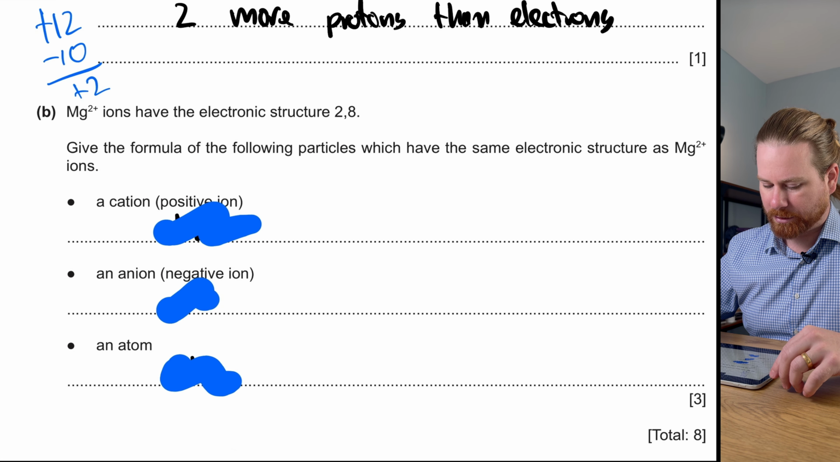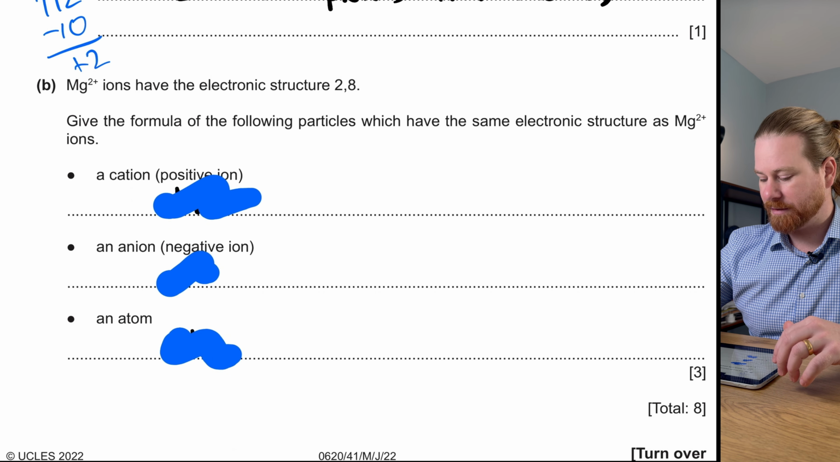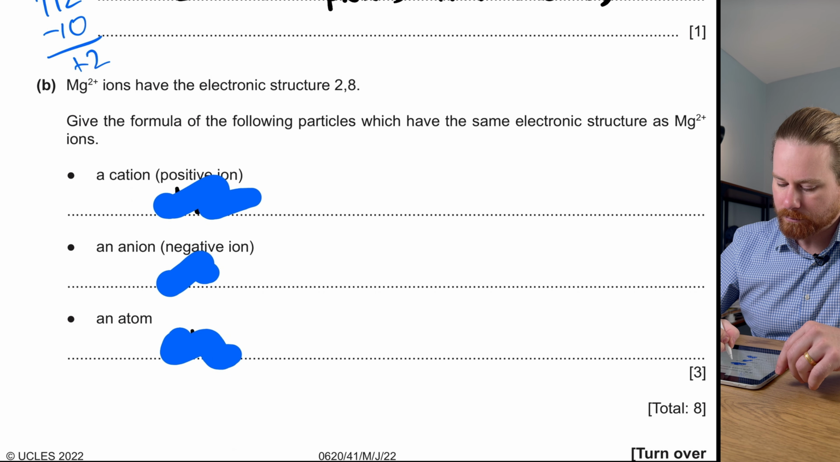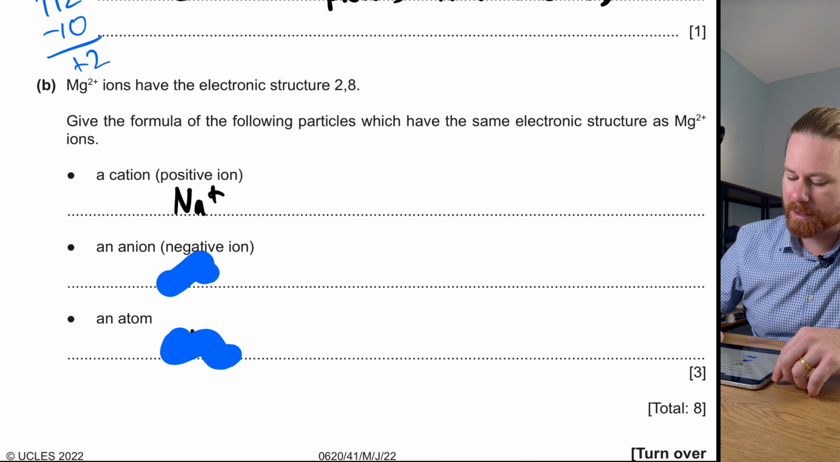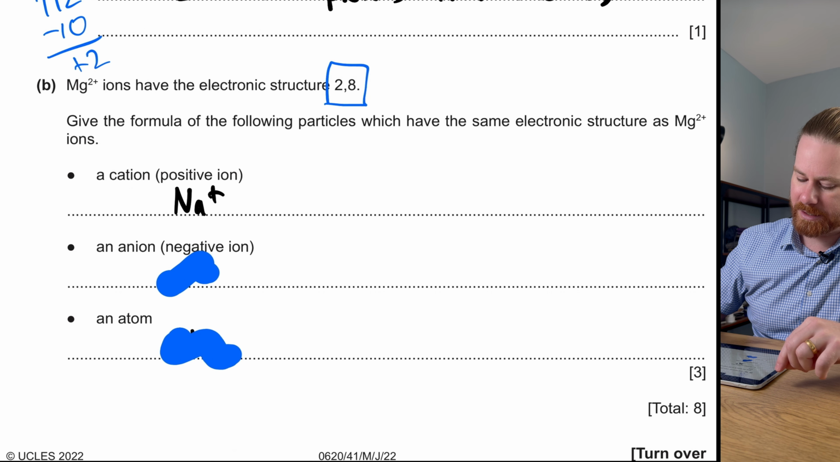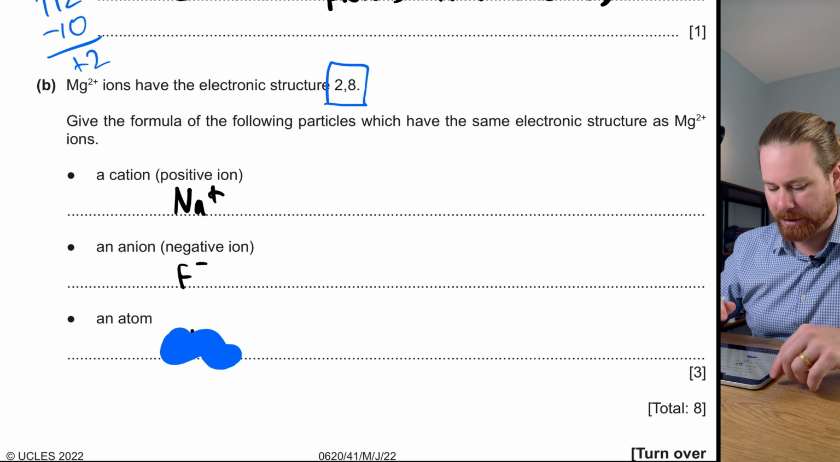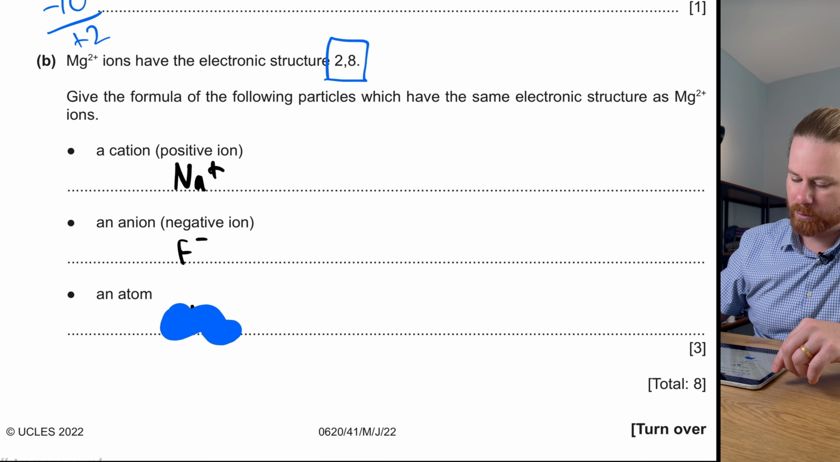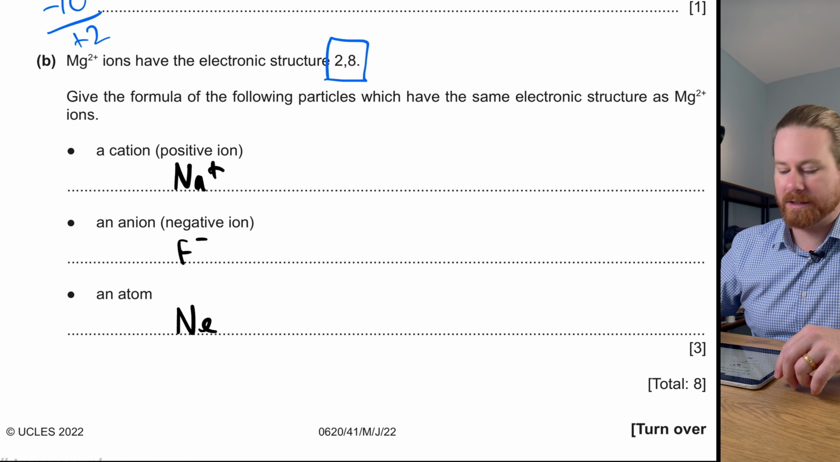Magnesium ions have the electronic structure 2,8. Give the formula of the following particles that have the same electronic configuration as the magnesium ion. Lots of things will have the same electronic configuration. A sodium ion would have the same electronic configuration, and this is the configuration of a noble gas, which is what atoms are trying to get. So we can have more than one atom or ion with the same configuration. A negative ion would be fluoride, that's one example. And neon is the electronic configuration that both of these are trying to get.